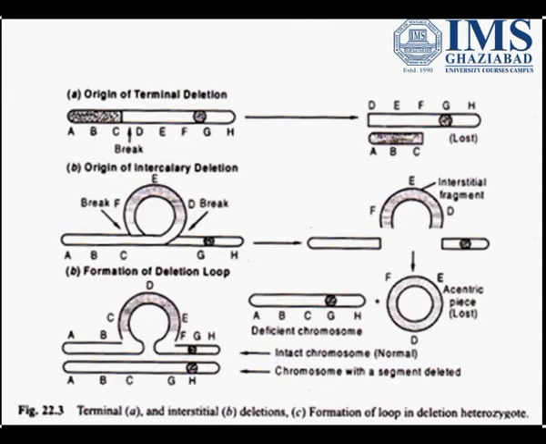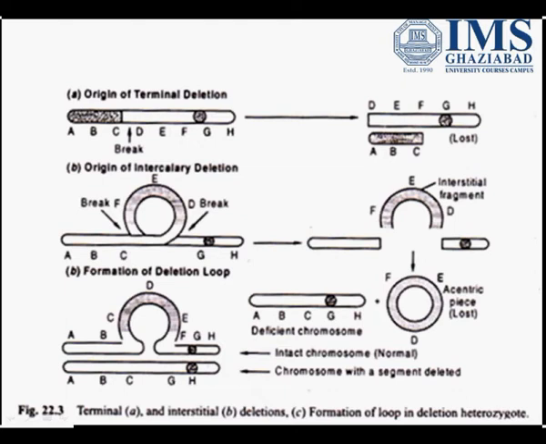Now, one of the very interesting aspects of this deficiency is what will be the further consequences. This figure shows the origin of the terminal deletion. What is the condition? Here we have genes A, B, C, D, E, F at the left side. There is the centromere and G, H on the other side. This is the terminal deletion. In this chromosome, the terminal portion of the chromosome carrying genes A, B, C gets lost.